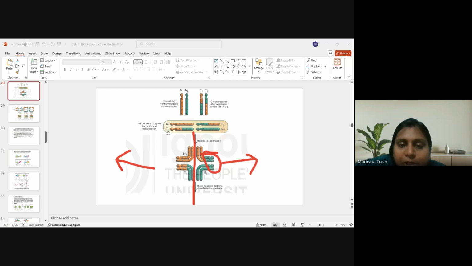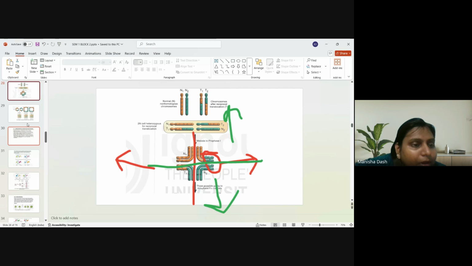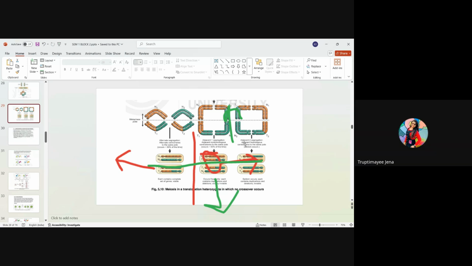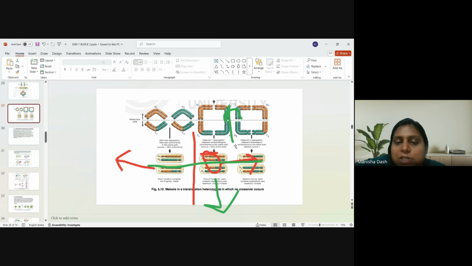Similarly, another possibility of segregation could be like this, horizontal segregation. One pole will have this chromosome, the other pole will have this chromosome. Here also the orange part is duplicated and the green part is missing, and here the green part is duplicated and the orange part is missing. So in both these cases, you will have an abnormal set of chromosomes, and that is why the gametes will not be viable. That is what is explained here. In adjacent one and adjacent two, horizontal and vertical segregation, you will have inviable gametes. Only in the alternate segregation will you have viable gametes.